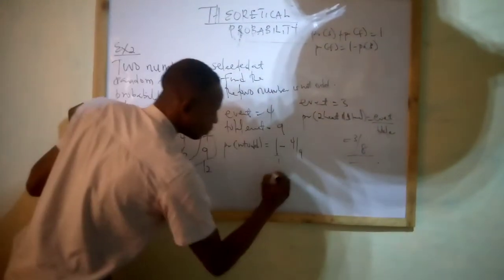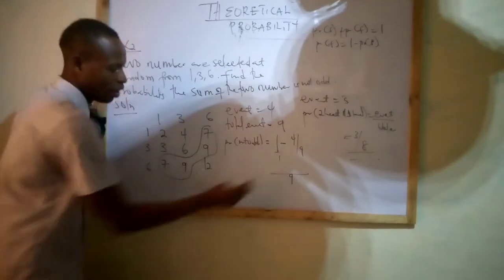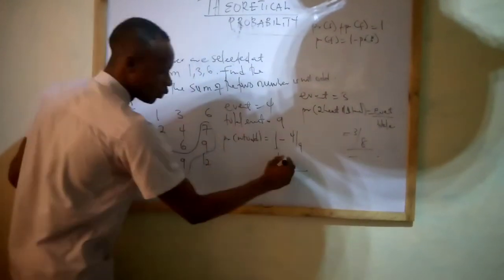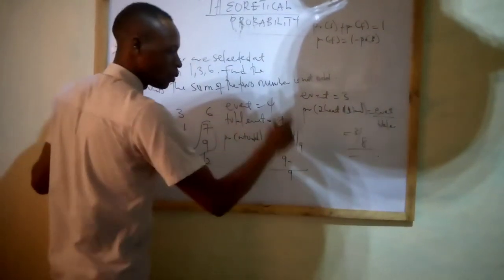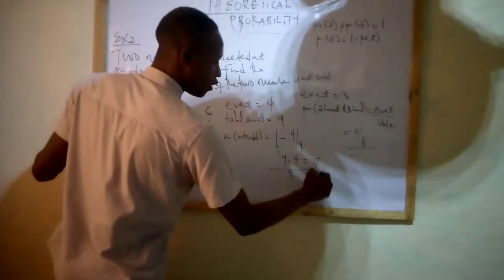Then we look for the LCM. The LCM here is simply 9, right? 9 divided by 1 is 9. 9 times 1 is what? 9. 9 divided by 9 is 1. 1 times 4 is what? 4. So this simply gives us 5 over 9.